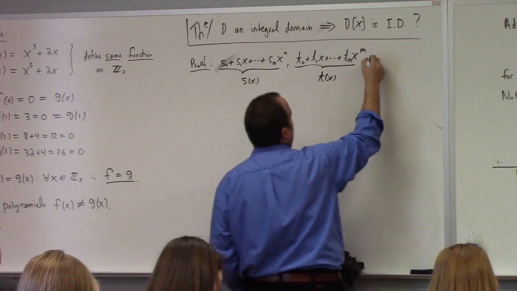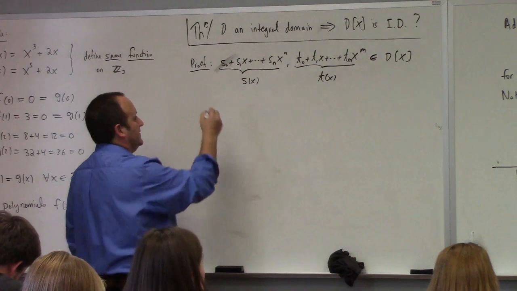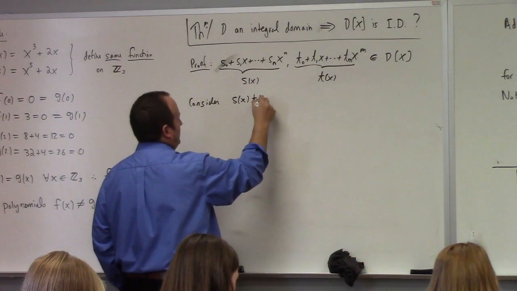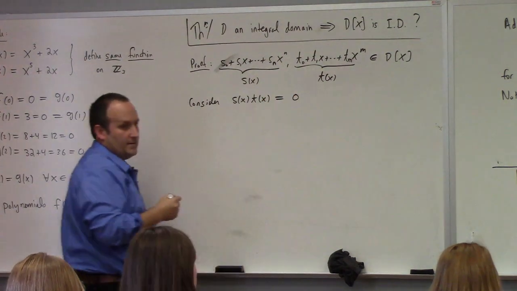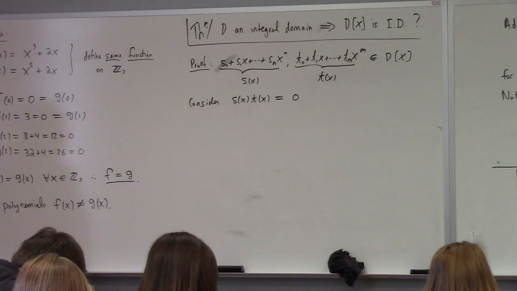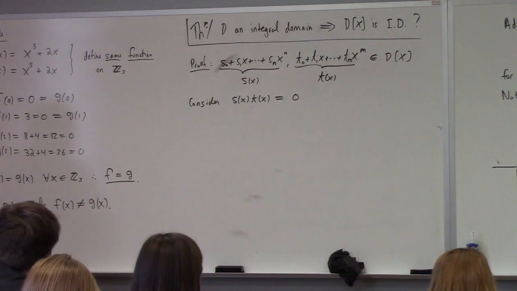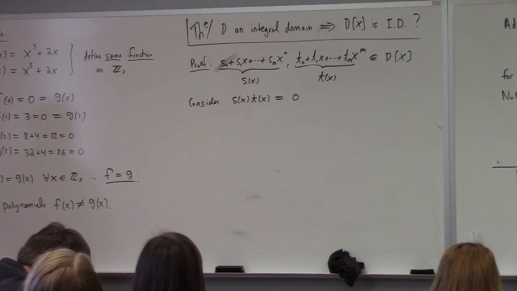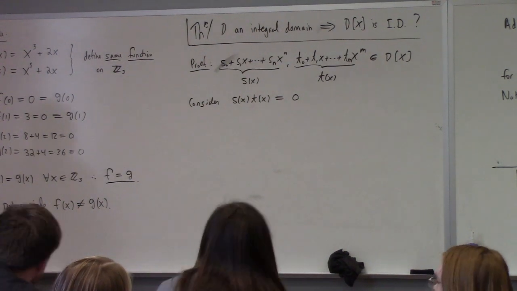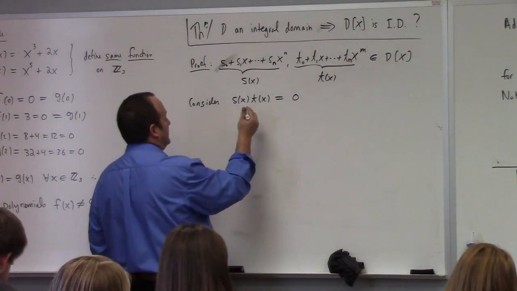Suppose that these are polynomials with coefficients in D. Consider s of x times t of x equals 0. Then by the definition of polynomial multiplication, which you probably felt like you understood better before today, right? Don't be snowed over by my construction. All I'm doing is just adding sequences on top of what you already know. It's the same rule, just written in terms of sequences to be formal. So don't be snowed over by me here.